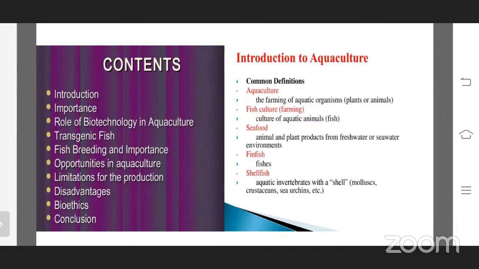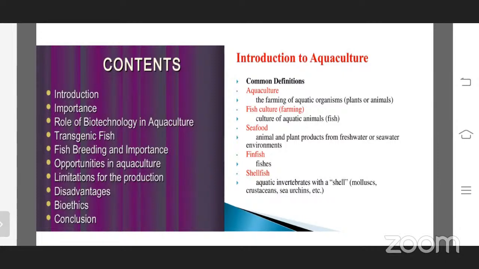The body is covered with a hard bony plate, which is called a shell. The shellfishes are all animals that belong to the invertebrates, especially mollusks, the phylum Mollusca.